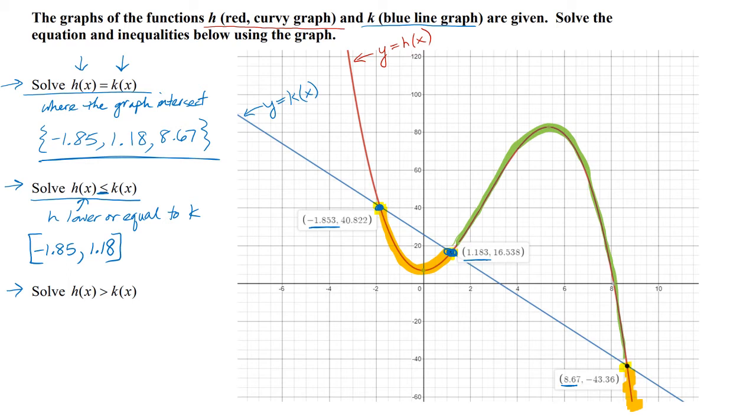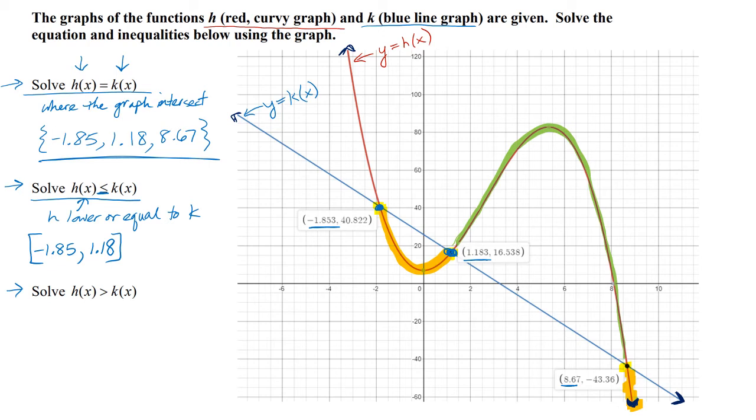One thing to note is that these graphs continue past where we actually see them on the grid. If your graph goes to the edge of the grid, it's assumed that it continues in that direction forever. So technically there are little arrows on the edges of these two graphs. So this continues down forever, this continues down and to the right forever. So we actually have that red graph being less than the blue graph from 8.67 all the way out to positive infinity.